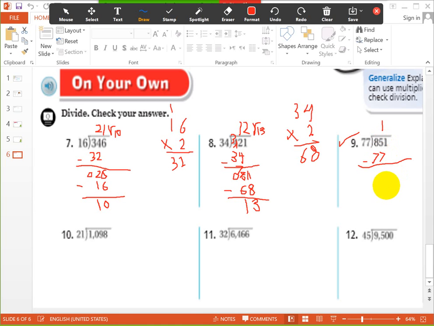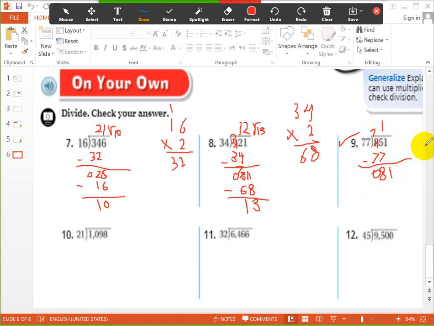Now 5 minus 7. I have to borrow from the 8, so this one will be 7 and this one will be 15. Okay, 15 minus 7 equals what? Equals 8. And 7 minus 7 equals 0. Now I will regroup the numbers, so I will take the 1 right here and put it here.